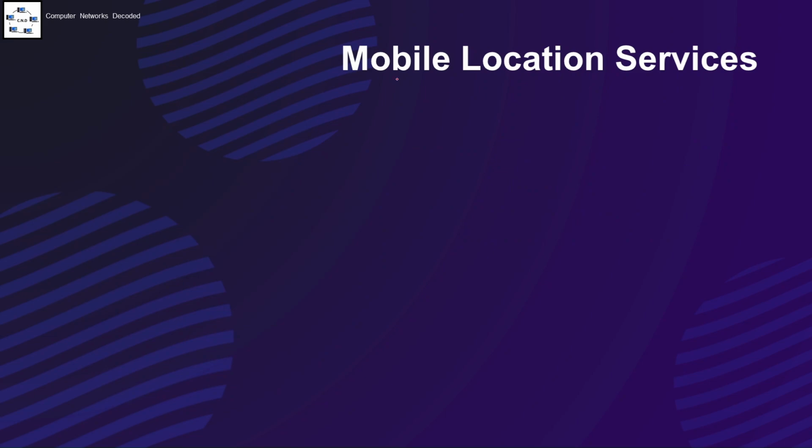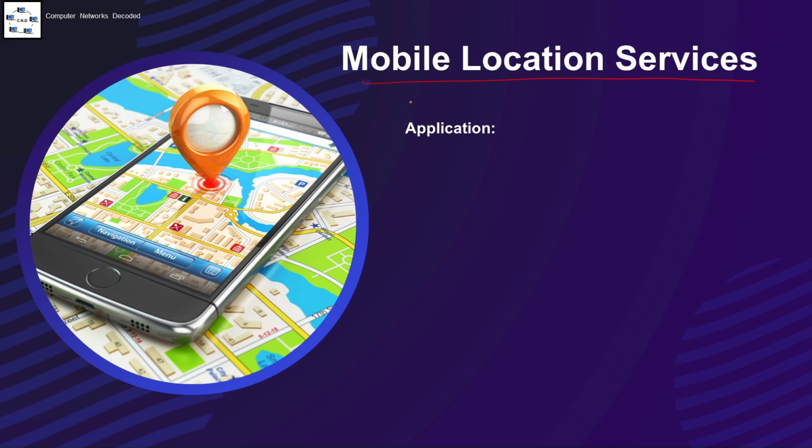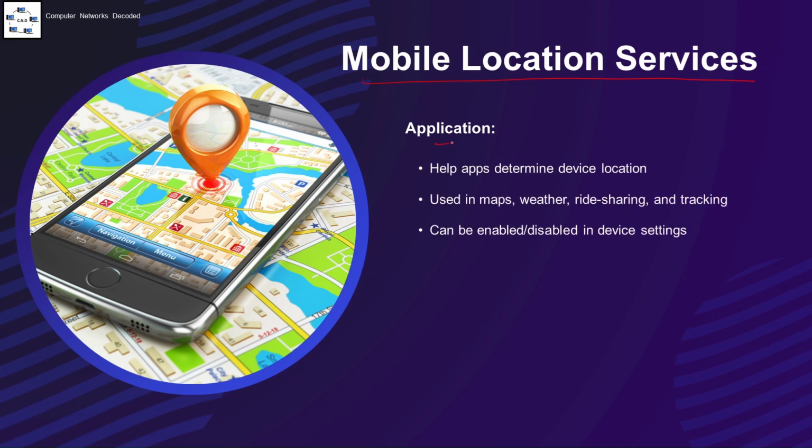Our next topic is mobile location services. Mobile locations are basically used for different applications that need device locations, such as maps. As I said, it is used in maps, weather applications, ride sharing applications such as Uber, and tracking as well. The mobile location feature or service can be enabled and disabled in device settings.